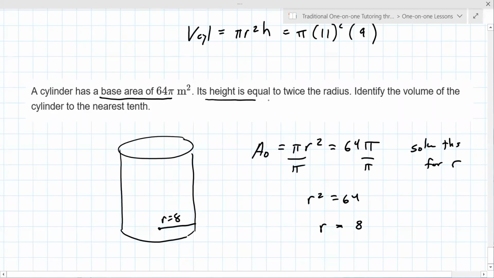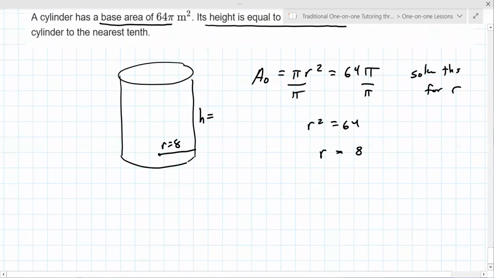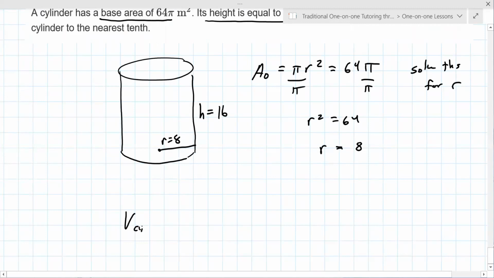Now it says the height is equal to twice the radius. So how big is the height? It's going to be 16. Okay. And the volume of a cylinder is pi r squared h. I'd like you to calculate that for me with the given information now. 3,216.99. So 3,217. Yes. All right, very good.